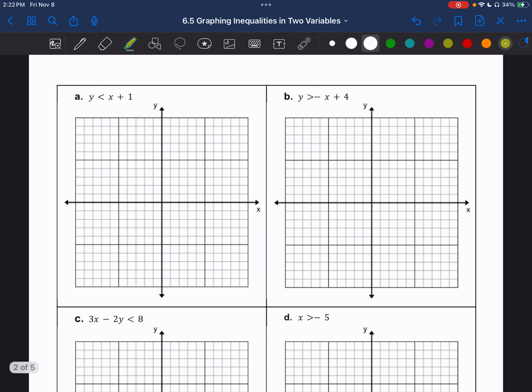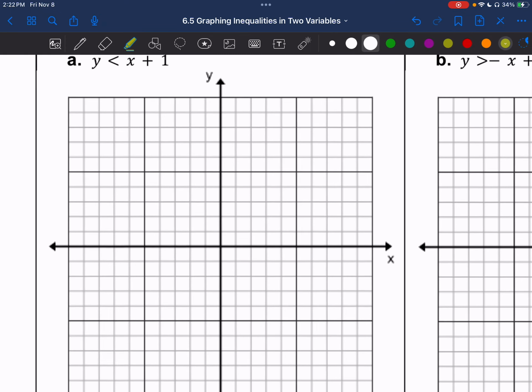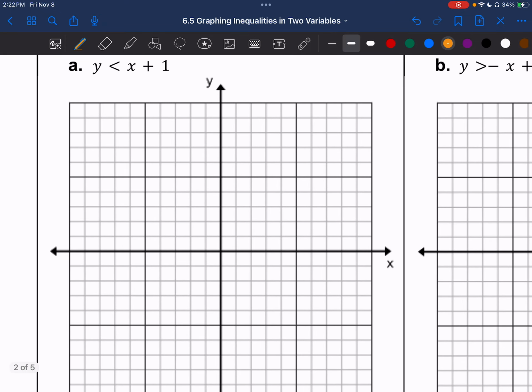All right, so let's look at letter A. We have another inequality, and my slope is going to be 1. My y-intercept is also going to be 1. So I'm going to start my graph with a point at +1, and graph it. The slope is 1, so I'm going up 1 and to the right 1 with each and every step that I take.